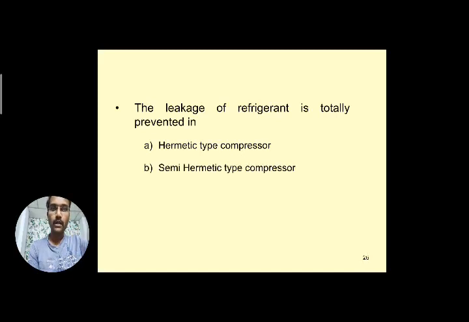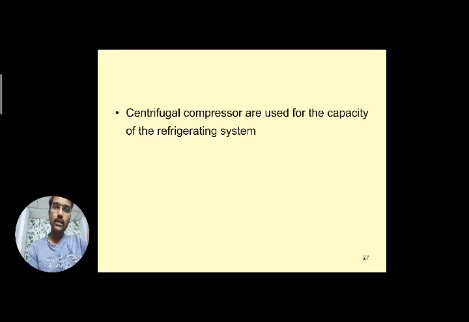Okay, and what is the hermetic type compressor? So the answer you can get is a hermetic type. Hermetic means a completely sealed type compressor. So a lot of chances of leakages can be rectified in this hermetic type, but it is a completely sealed one. Right. Next question.